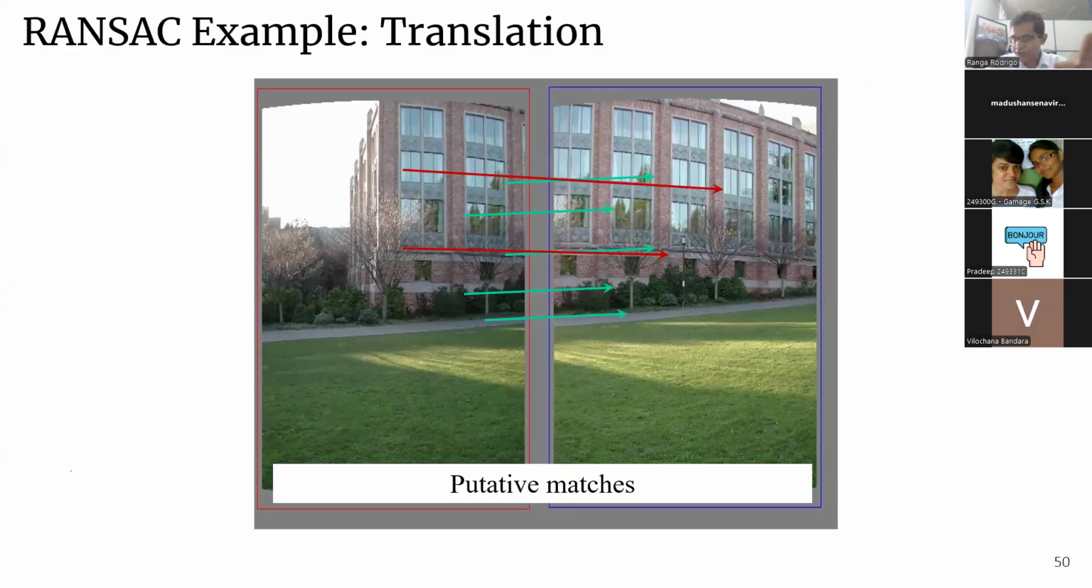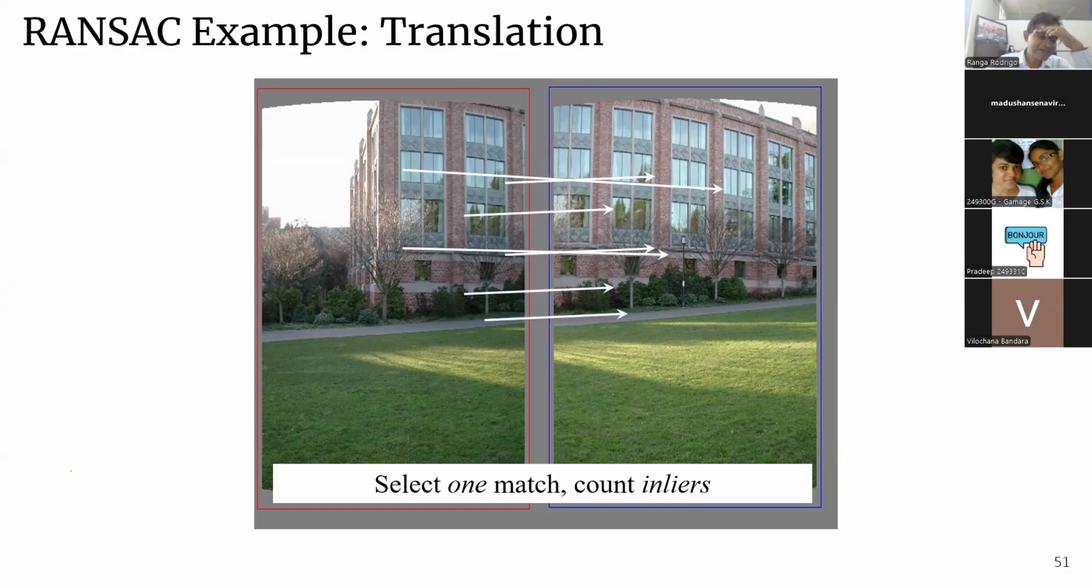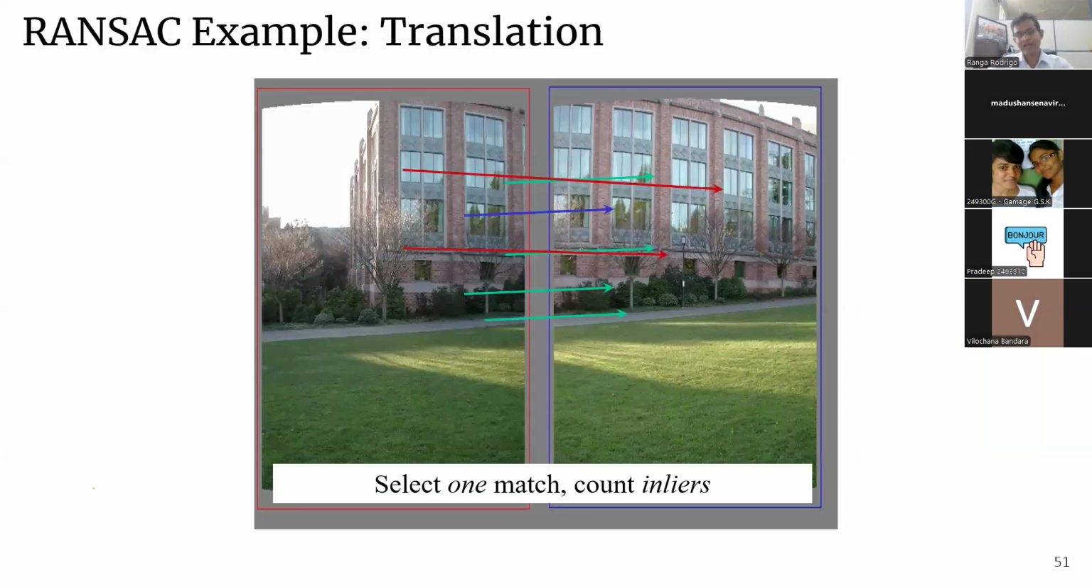Okay, you can see the putative matches here. Two matches are incorrect. The red ones are incorrect, as you can see. Green ones are correct. Okay, so you select one match, count the outliers. Because this is a translation example, we only need one match to do that. So let's pick this match and see how many inliers there are. All these are inliers. So that must be a good match. These are outliers.